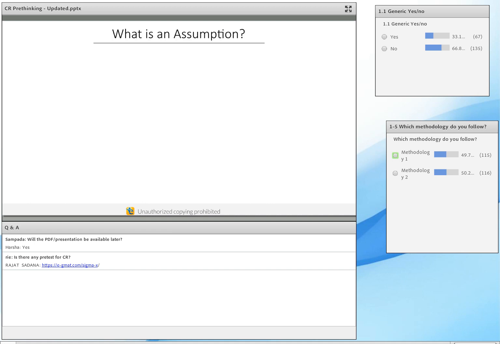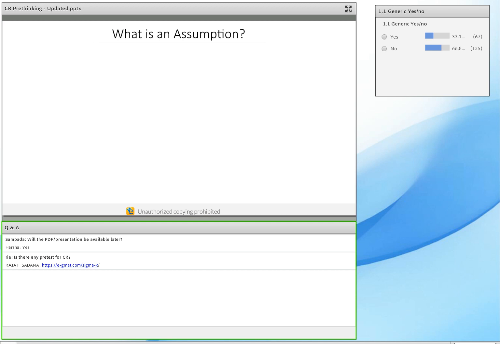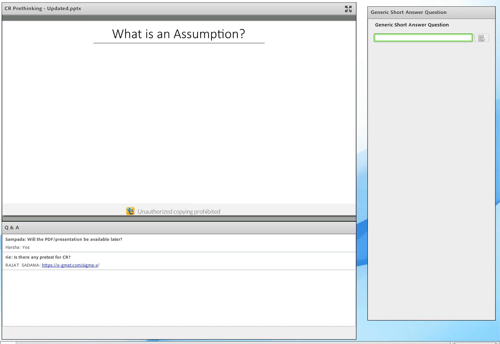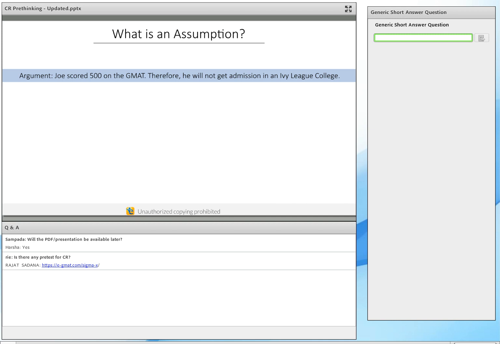Okay. So with that, let's understand what an assumption is. And to do this, I'm going to give you a very simple argument, an argument that is close to your heart, something that you probably think about day in and day out. So really, really simple argument, probably 500 level argument. And I want you to tell me what the author is assuming.